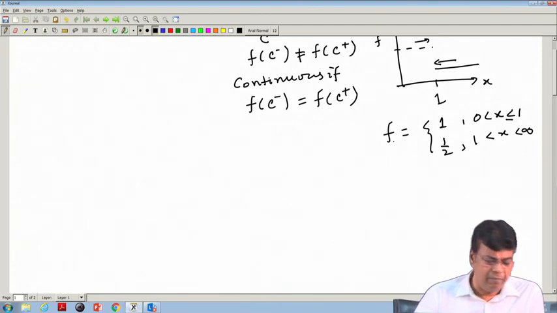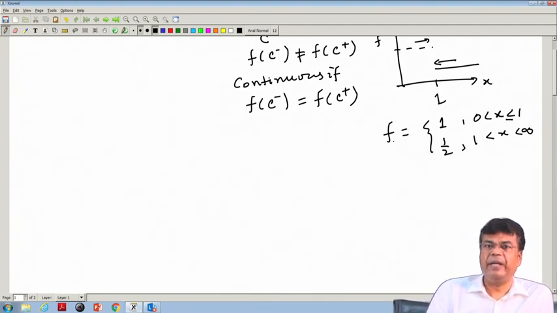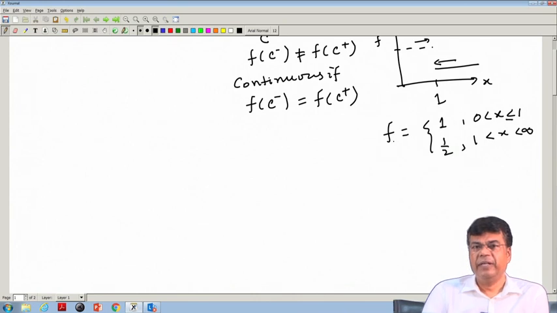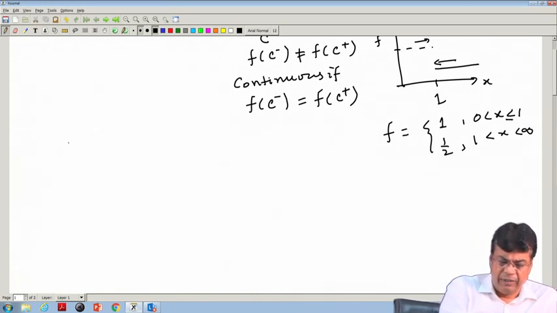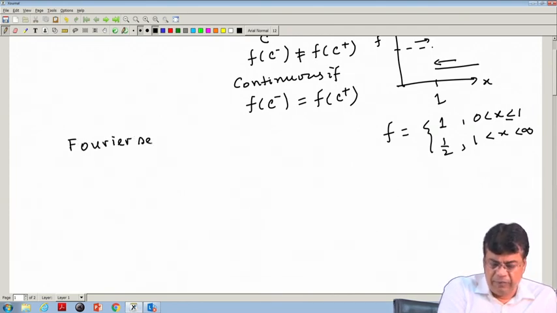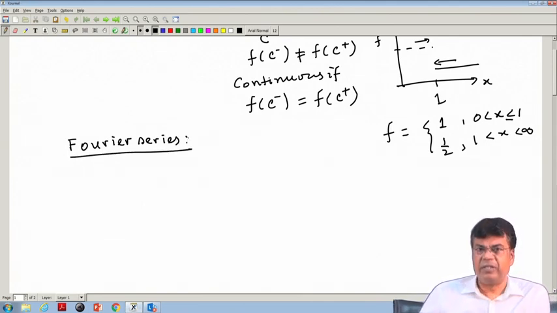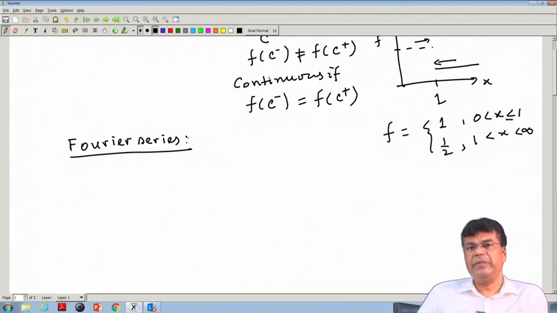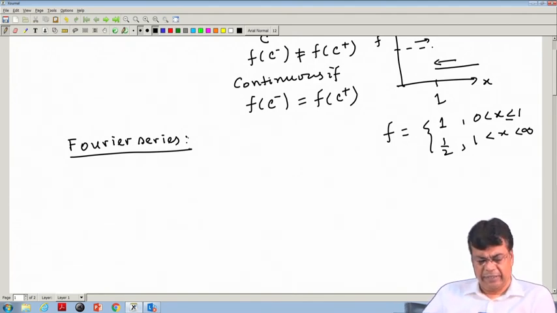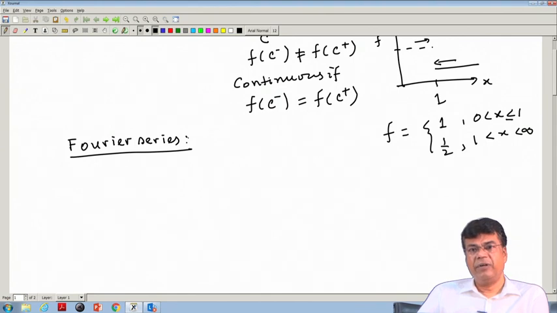One of the simple ways is to express this function in terms of smooth, well-behaved functions. One of these is called the Fourier series. Fourier, I believe, was a French engineer. Basically, Fourier developed the Fourier series for solving the heat transport equation.